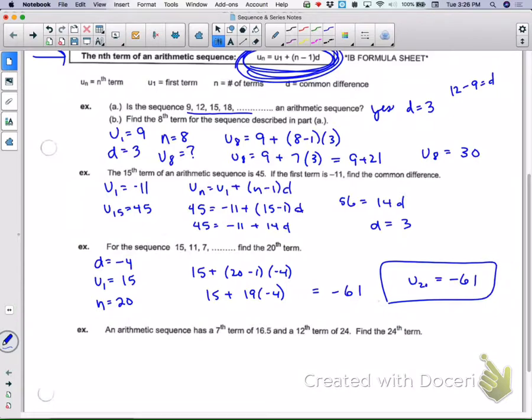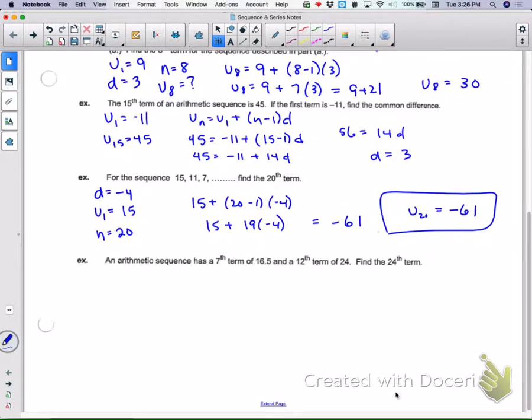All right, now this next one here is a little bit more complicated, and it's a pretty typical kind of question. So an arithmetic sequence has a 7th term of 16.5, a 12th term of 24. Find the 24th term. Well, to find the 24th term, I need the first term and I need the common difference. And I don't know either of those two things. So I'm going to start off with the information that they've given me here. So u sub 7 is 16.5, and u sub 12 is equal to 24.